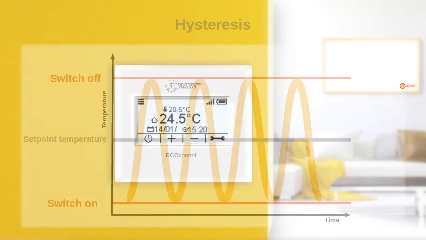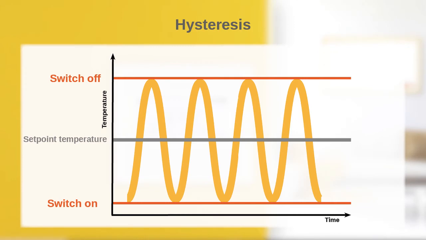Most thermostats work with a hysteresis to control the room temperature. Let's assume that the hysteresis is half a degree Celsius. This means that the heating heats until the room temperature is half a degree Celsius above the set point temperature. Then the heating switches off, until the room temperature is half a degree Celsius below the set point temperature. Then the heating switches on again.